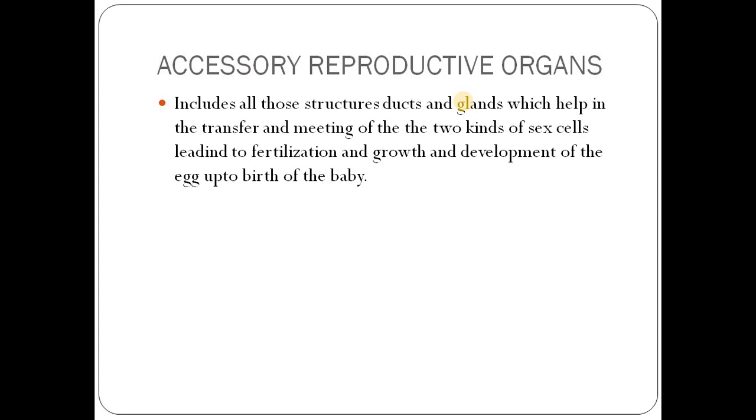The next part is the accessory reproductive organs. These include all the structures, the glands and the ducts, which help in the transfer and meeting of the two kinds of sex cells. Therefore, it leads to fertilization and the growth and development of the egg up to the birth of the babies.